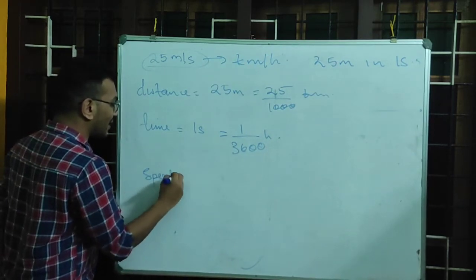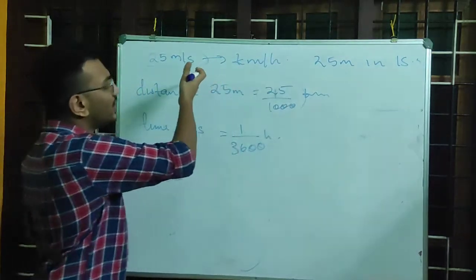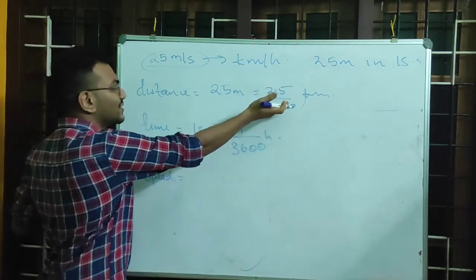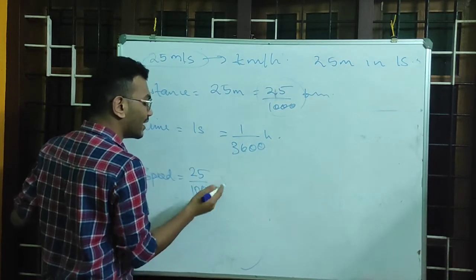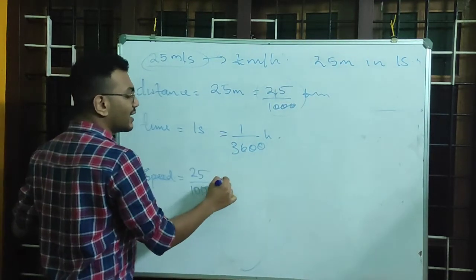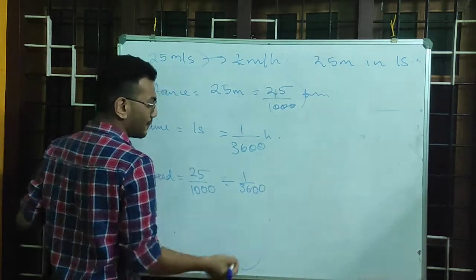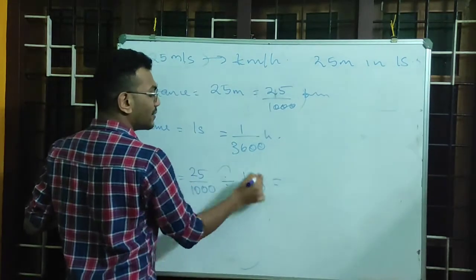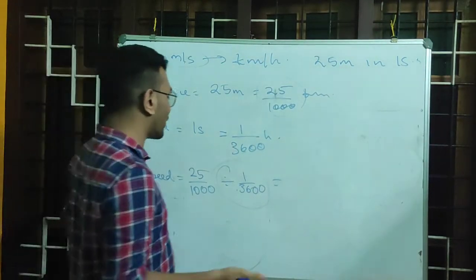So, as we know, speed is distance divided by time. What is the distance here? 25 by 1000. We have not simplified it. We simplify it here. Divided by 1 by 3600, which is the time. So it is division by a fraction. Multiply by the reciprocal, right?